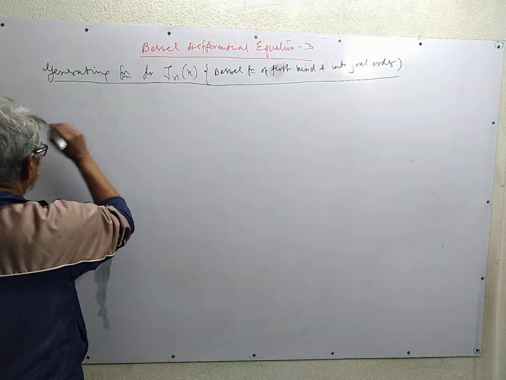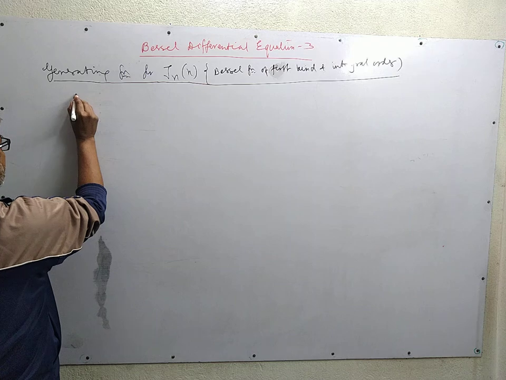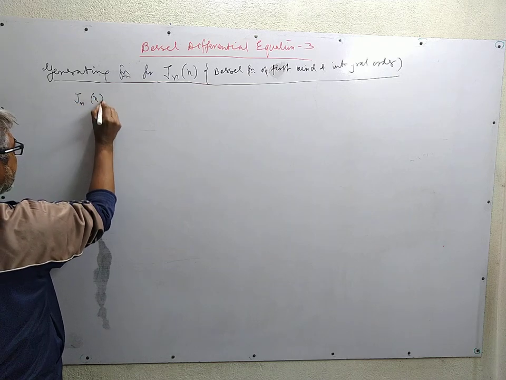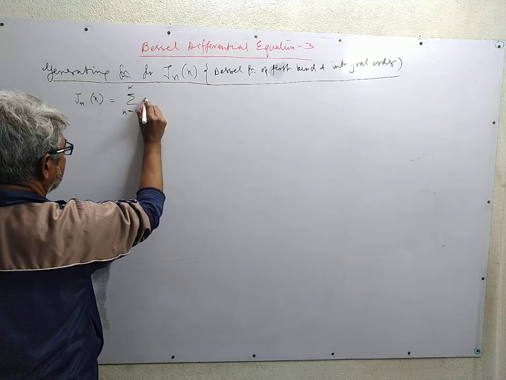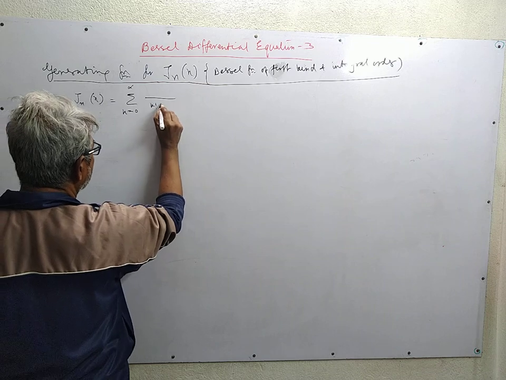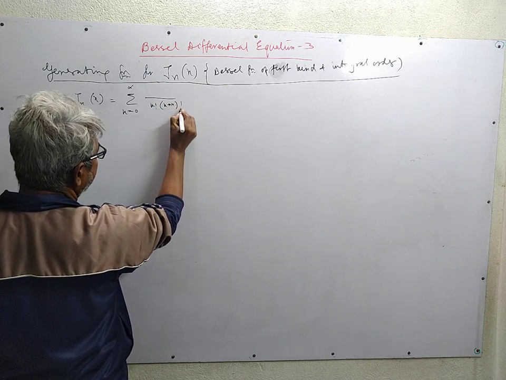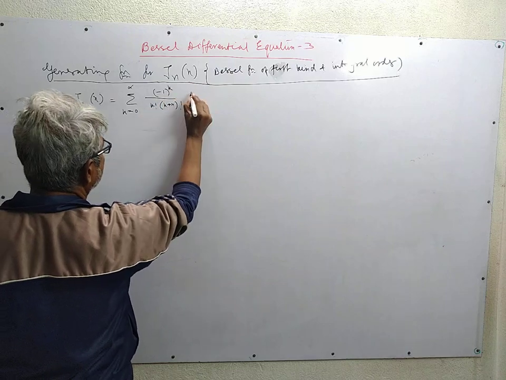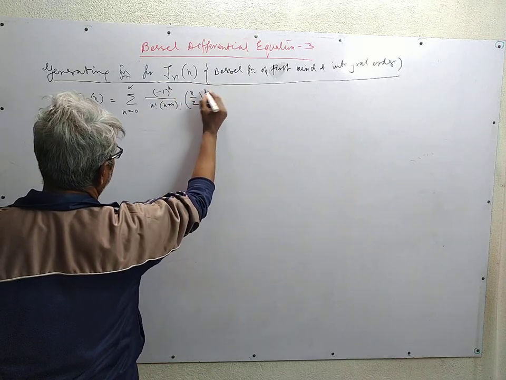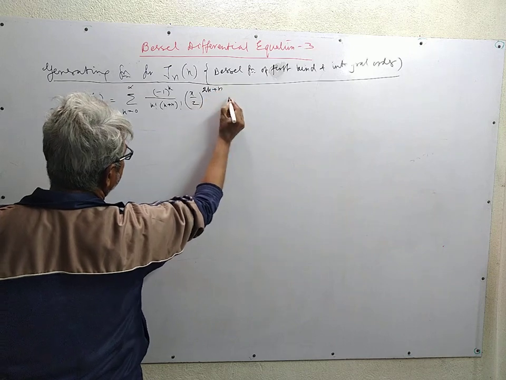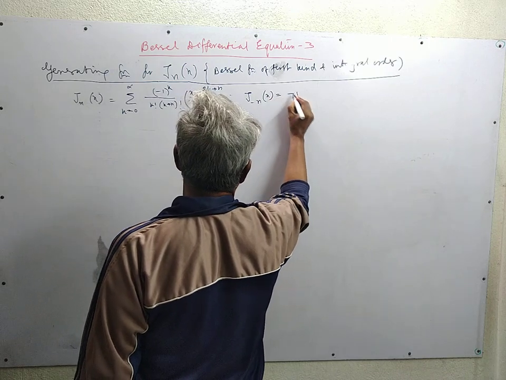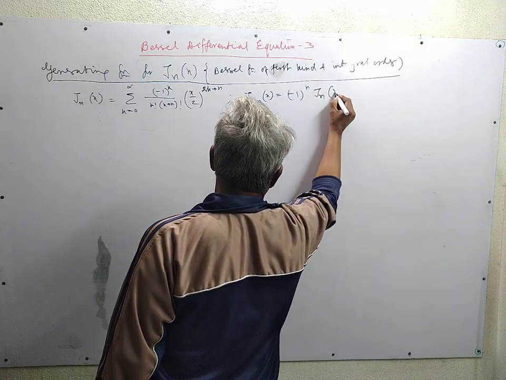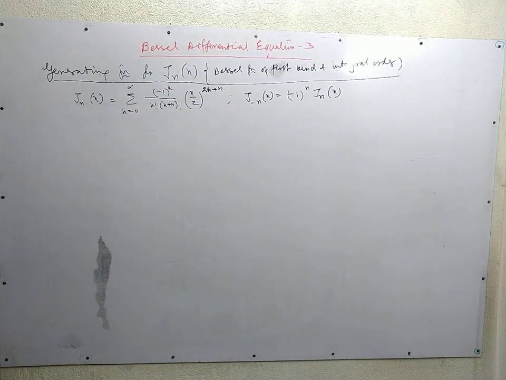Recall that for integral order n, the series expression for Jn is summation over k is equal to 0 to infinity, minus 1 to the power k, divided by factorial k, factorial k plus n, x by 2 to the power 2k plus n, and we have J of minus n of x is equal to minus 1 to the power n Jn of x. This we know from our earlier discussion.